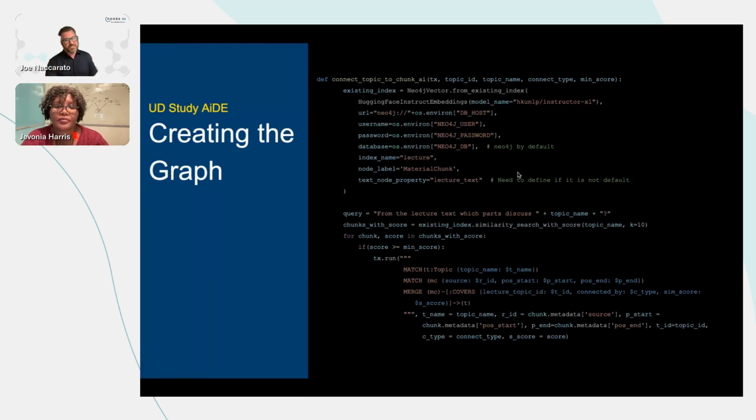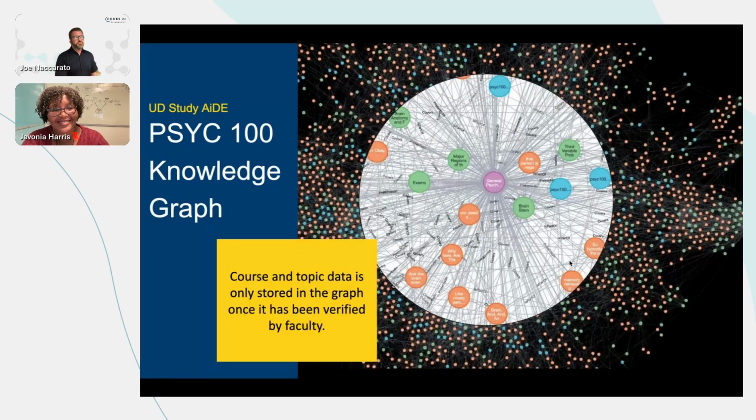Same thing with the AI version, except that here we're looking again at that minimum score. Does it, connects it? Not much exciting there. So what we finally end up with is what this course graph looks like.